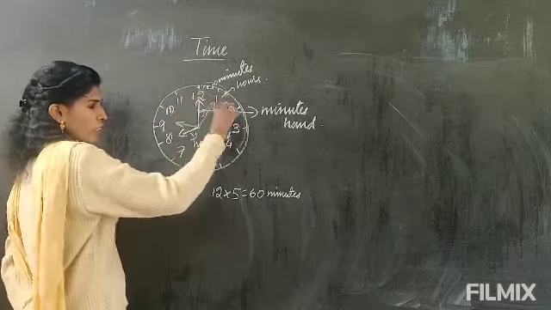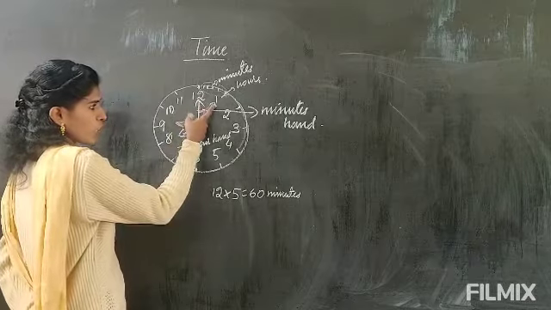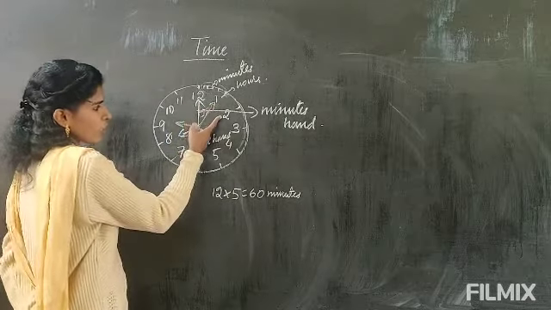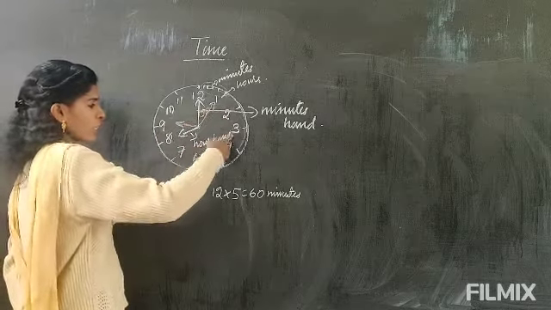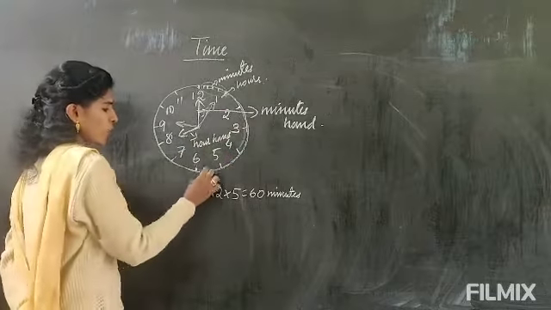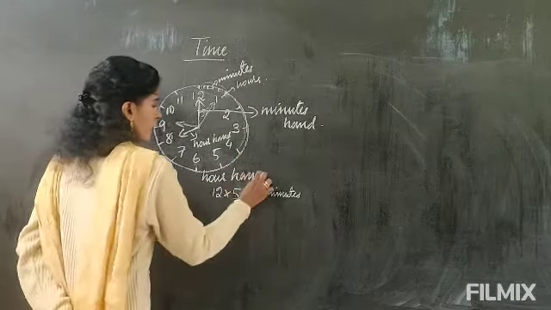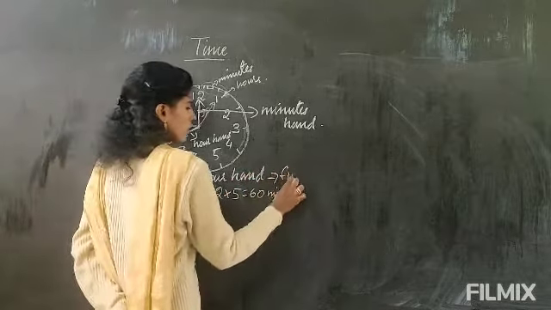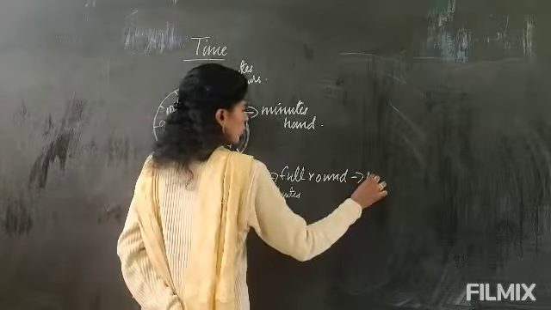So when this hour hand makes one full round of the clock, it takes 12 hours, because there are 12 numbers. From here to here it will take 1 hour, from here to here it will take 1 hour, so 2, again 3, 4, 5, like that. So for the hour hand to make a full round, it takes 12 hours.